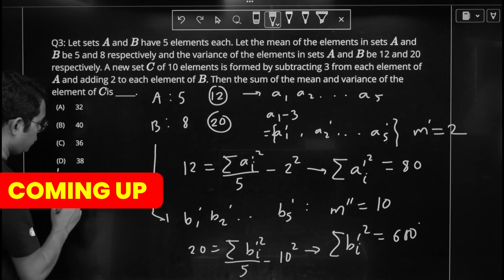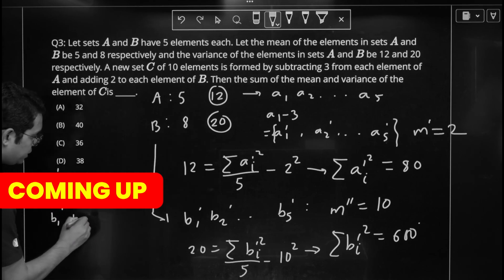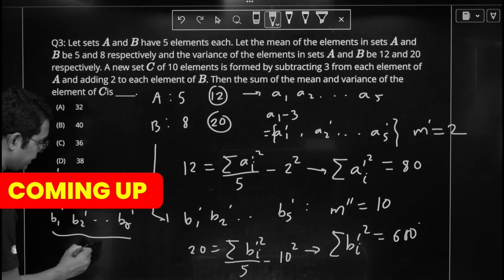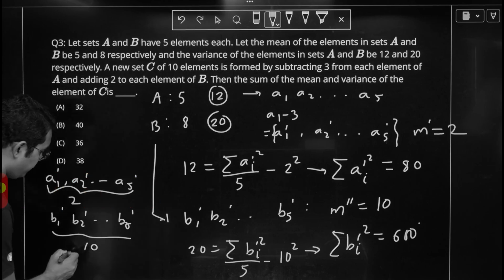Their mean value is 2, and then B1 dash, B2 dash, and so on, B5 dash. Their mean value is 10. So we can find the combined mean, 2 into 5.